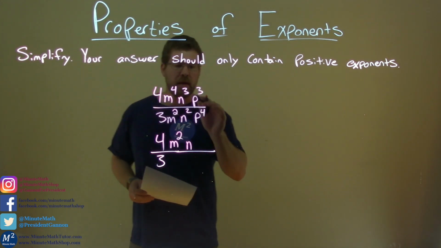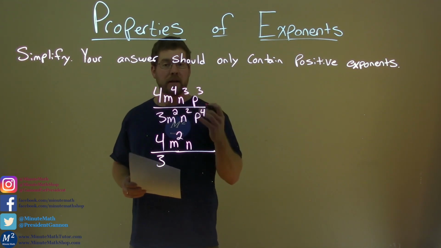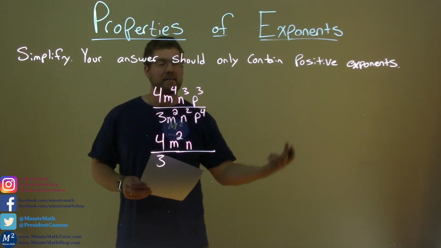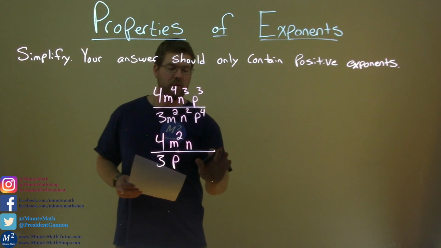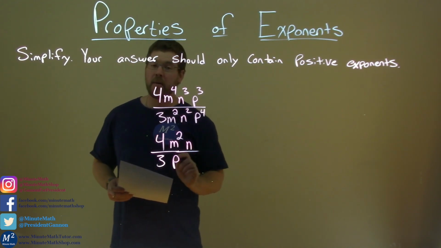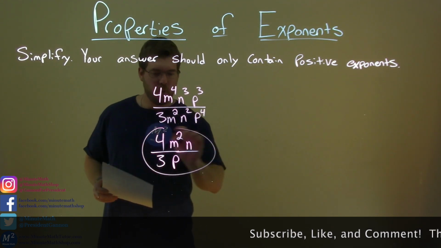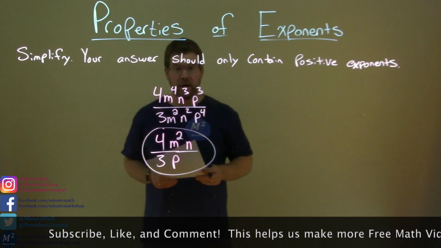Last one's tricky. P to the third power over p to the fourth power. Subtract the exponents. 3 minus 4 is a negative 1, meaning it's a positive in the denominator. P to the positive 1 power. Don't need to write that there. And there we have our answer. All done. Remember, no negative exponents. 4m squared n over 3p, and that is our final answer.